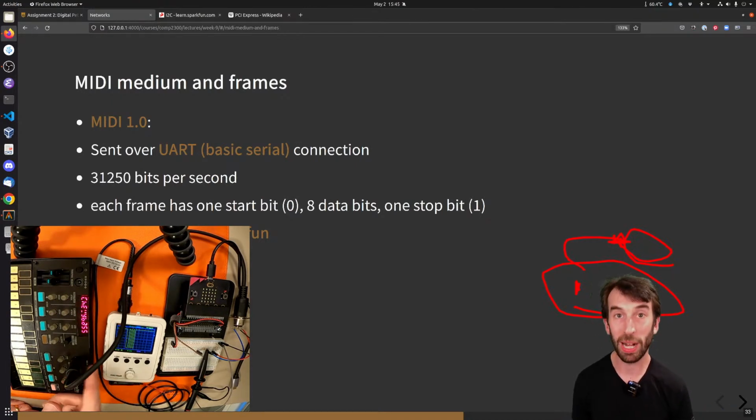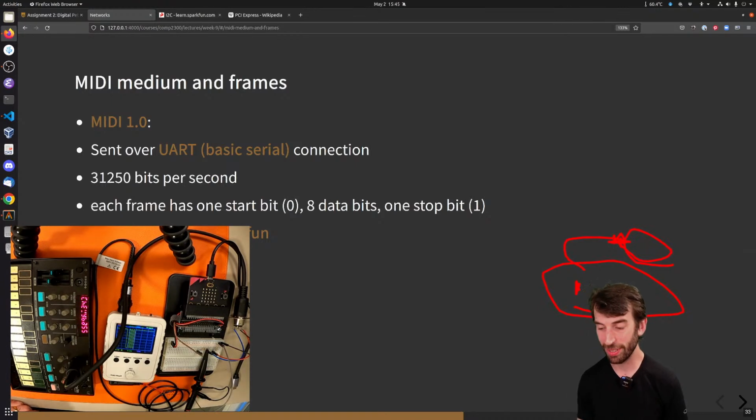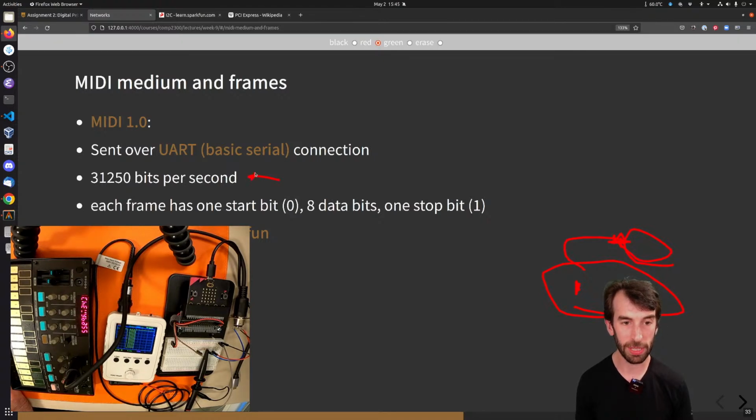The little wire can only support one direction. If you need two directions, you have to use two wires. And this is the crucial bit: 31250 bits per second.